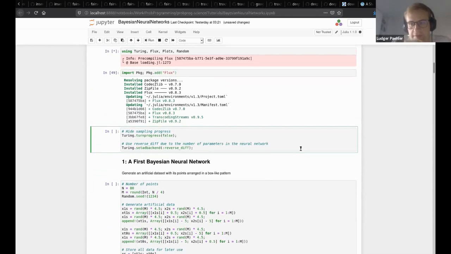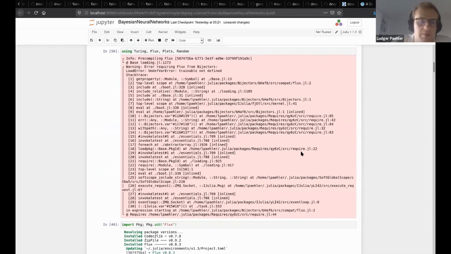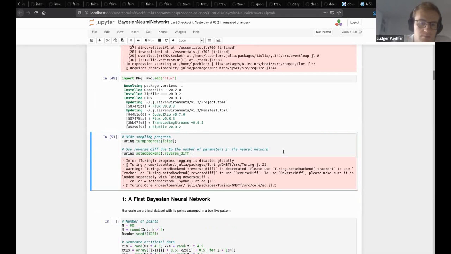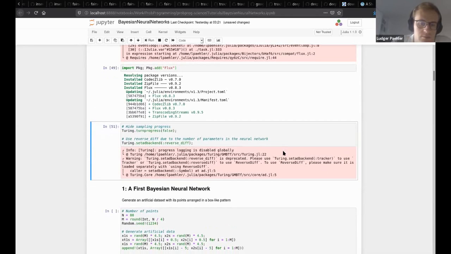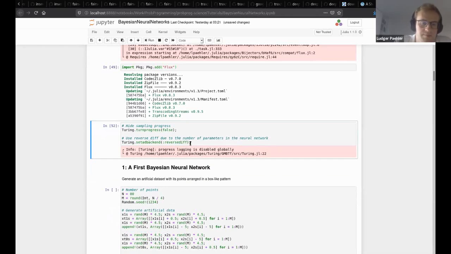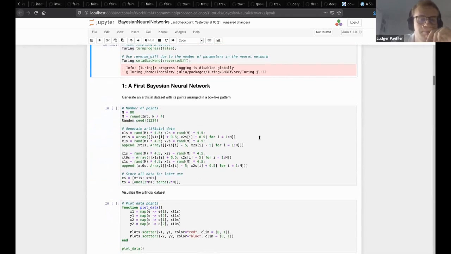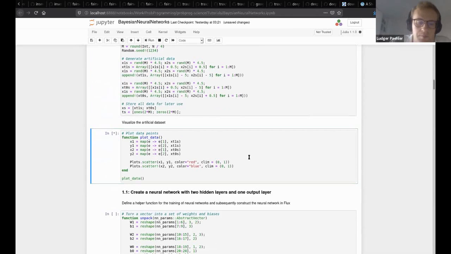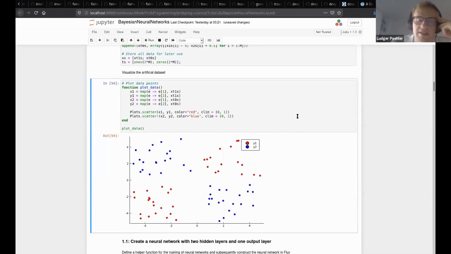So again, as touched upon yesterday, in here we'll mostly be using the reverse diff backend because that's more stable. So then we'll move to our first neural network, which is basically just, at this point, you generate artificial data, and then we just visualize it for now. Pretty simple data, nothing too special here, I think.